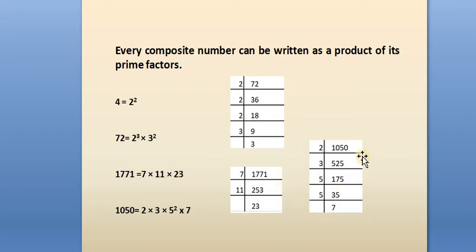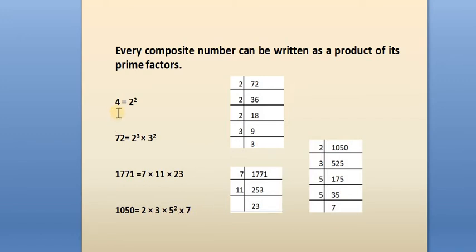Again, let's take a third number, 1050. If you divide it by 2, 525. Divided by 3, 175. Divided by 5, 35. Divided by 5, 7. So now see these numbers. 4 is 2 square. 72 is 2 cube into 3 square. 1771 is 7 into 11 into 23. 1050 is 2 into 3 into 5 square into 7.